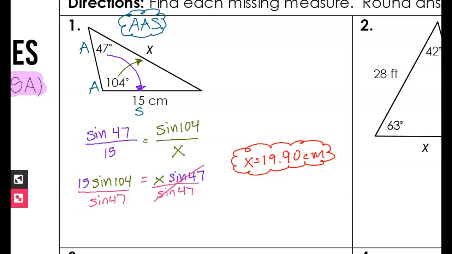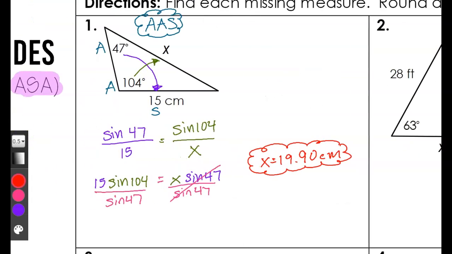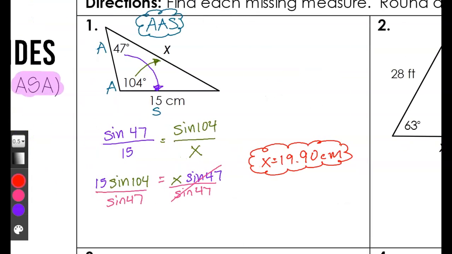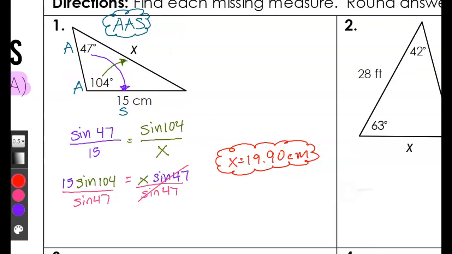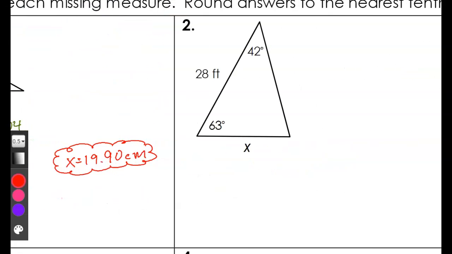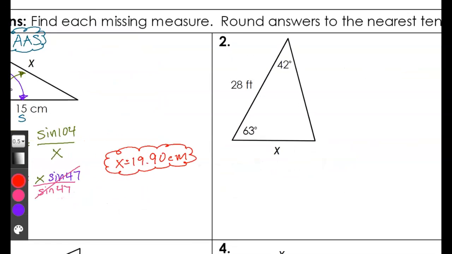Okay, so let's do one more. Any questions on this first one? All right, number 2, again, our first step.